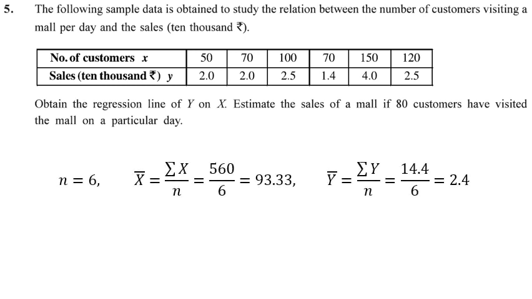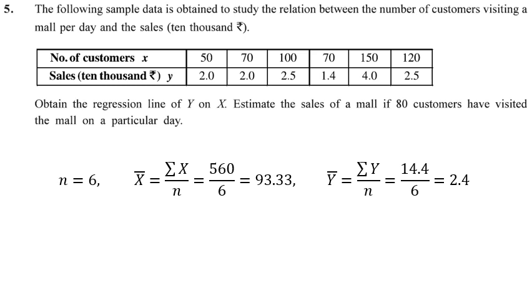Now n is equal to 6, x bar is total 560 upon 6, that is 93.33, and y bar is 14.4 upon 6, that is 2.4. As you can see, both the averages are in decimals, and therefore we can't use the x bar y bar method, and the values are big. The x is big and y is again in fractions, so we can't use the xy method. We are going to use the uv method.